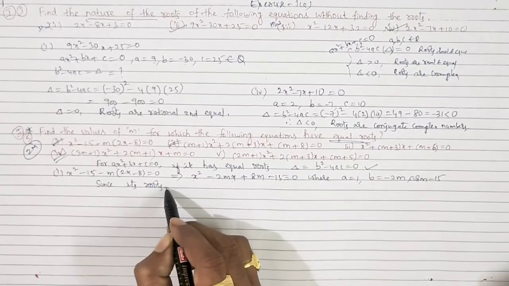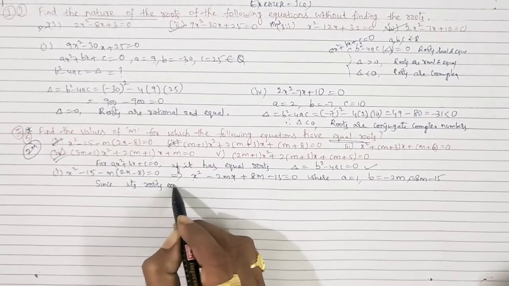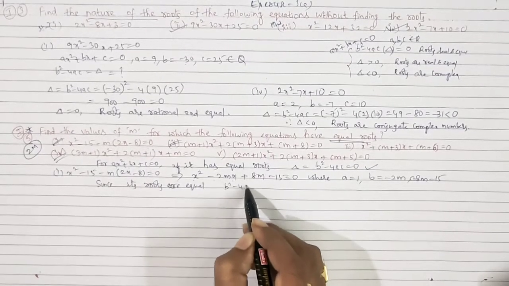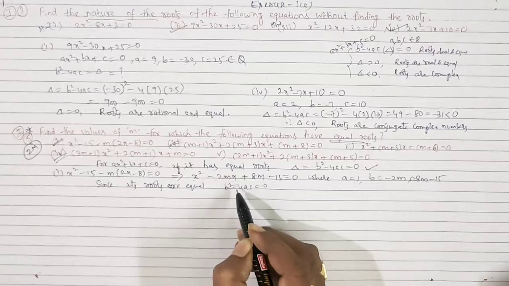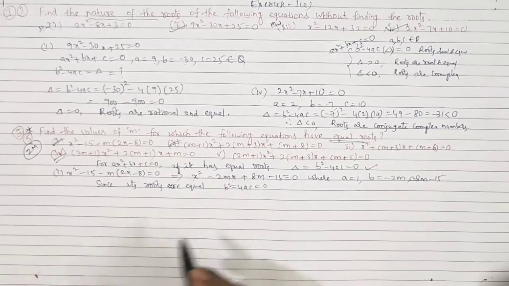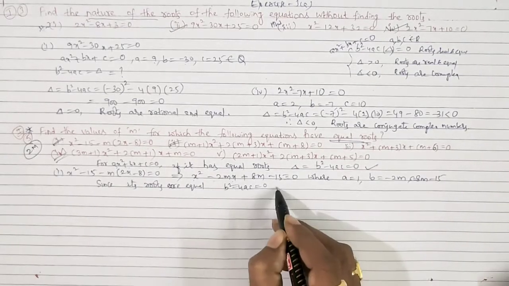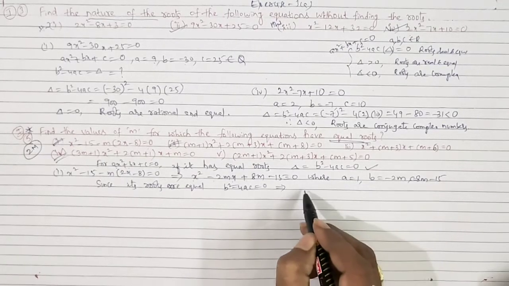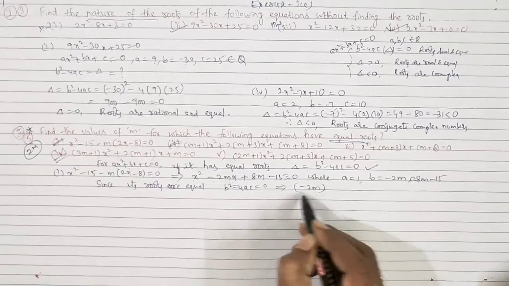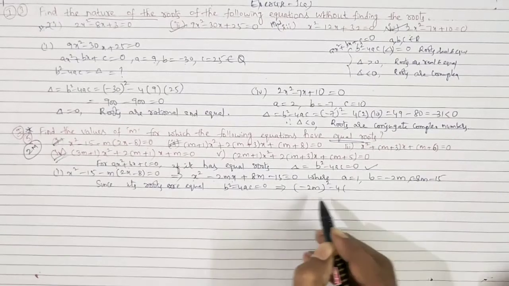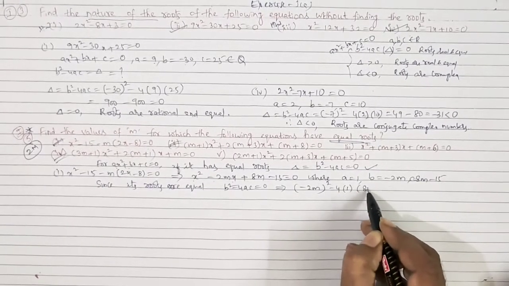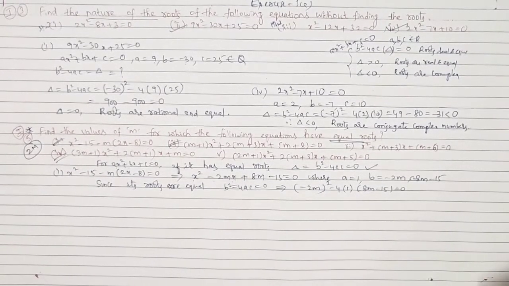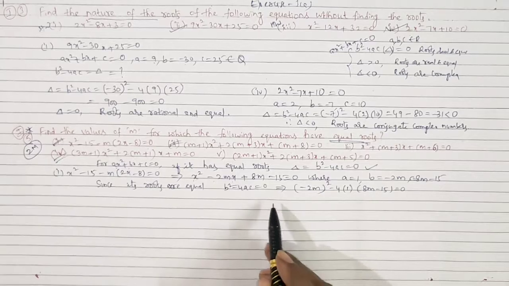Since its roots are equal, we can write b square minus 4ac, its discriminant value, is 0. Now substitute the values. Therefore b value is minus 2m whole square, minus 4 into a value, which is 1 itself, and c value is 8m minus 15, is equal to 0.